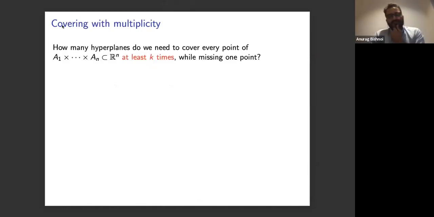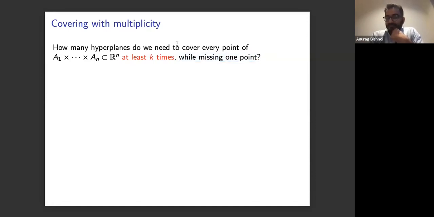Now, my talk is mostly focused on a multiplicity variation of this problem. Originally you're asked to cover every point of the grid at least once, except for this special point which you're not allowed to touch. And now let's say we have another parameter k, and we want to cover every point at least k times. If you write this down as a polynomial, when you multiply these polynomials defining the hyperplanes, then this says that those polynomials vanish with a certain multiplicity at every point, except for one forbidden point.